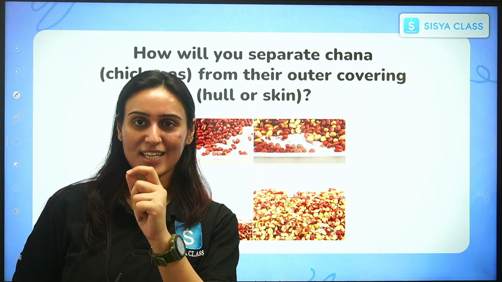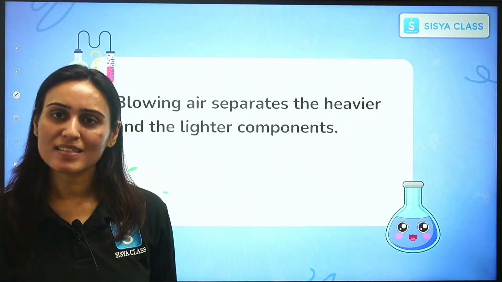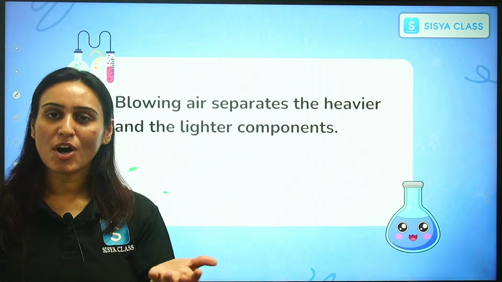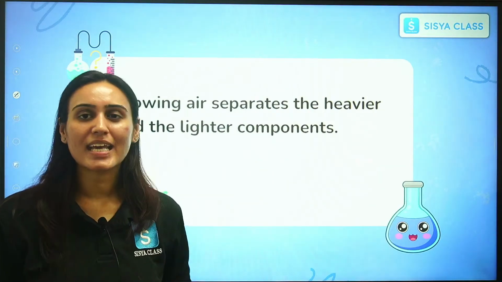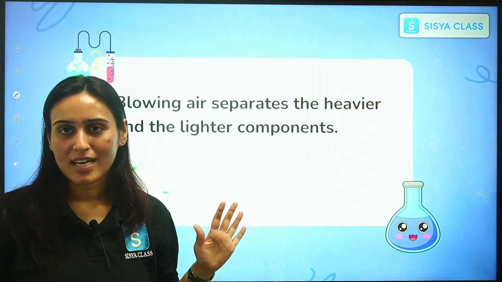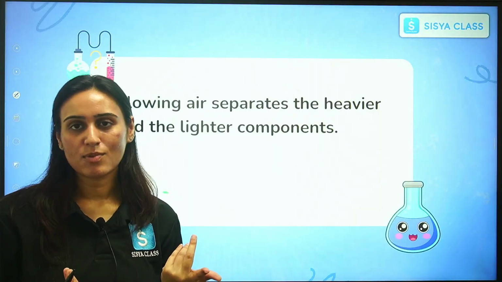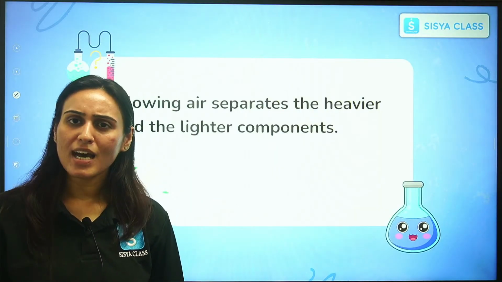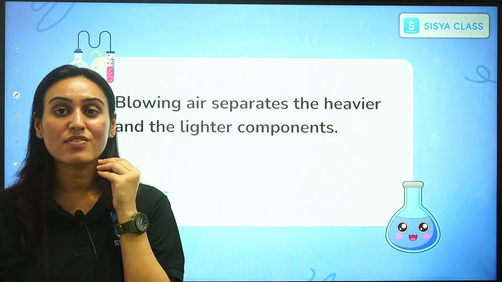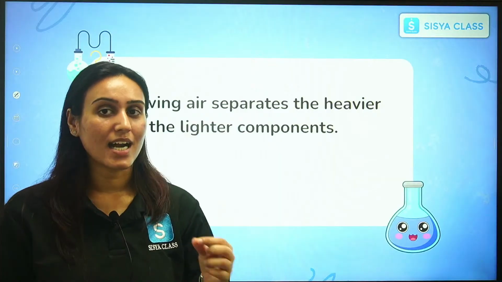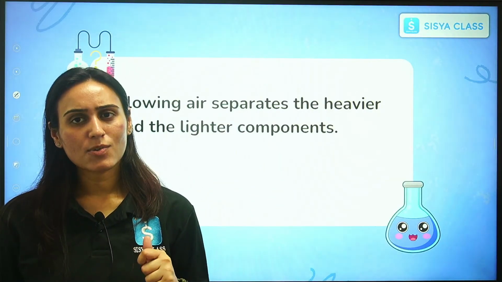You must have done that yourselves also. You blow it, right? Blowing air, it separates out your skin from the chickpeas, right? You must have done it. If not, please try to do that yourselves. It is very simple and the best way to remove the skin, right? And then you will just eat them directly after removing the skin, after removing the cover. So what we have done, we have used the difference in density, difference in mass between the chickpeas, that is your chana, and its cover to separate them. How are we doing such a thing?